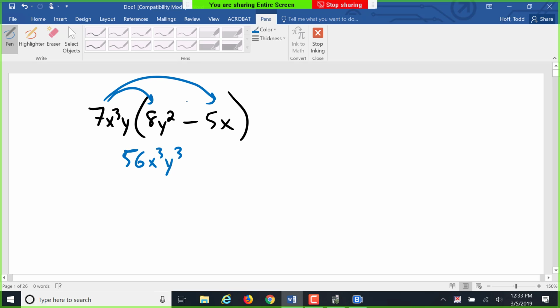Then we do the 7x to the third y times the negative 5x, gives us negative what? 35x to the fourth y. There we go, 35x to the fourth y. Perfect.